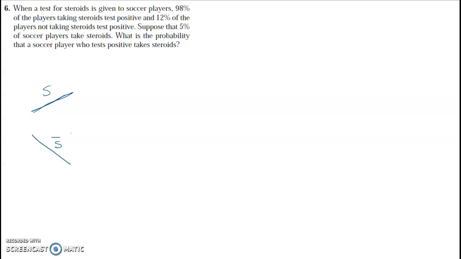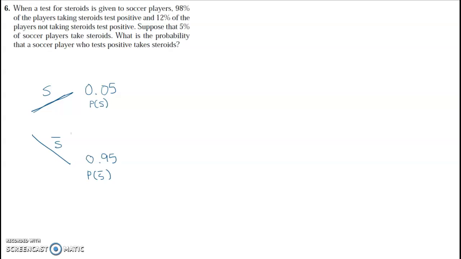Suppose that 5% of the soccer players do take the steroids, so that's this probability here. This will equate to 0.05, which is the same as the probability of S. That naturally makes this probability 0.95, because we understand that both of these have to add up to 1. This represents the probability of the complement of S, or probability of not S: those players not taking the steroids.